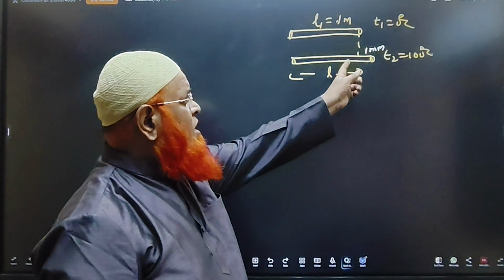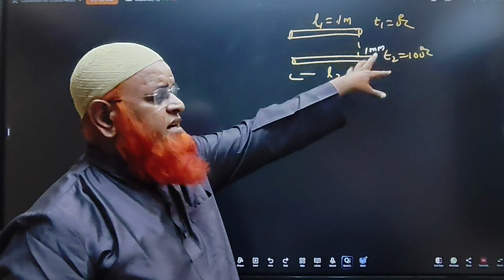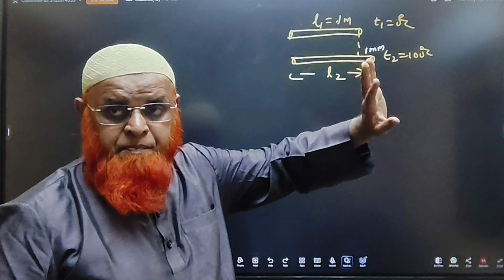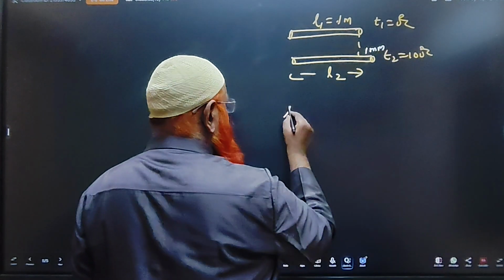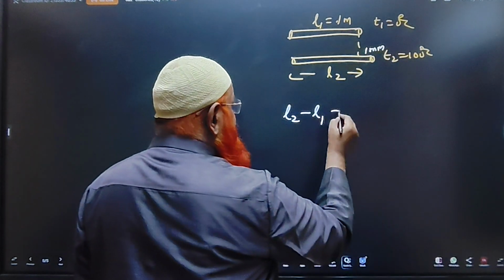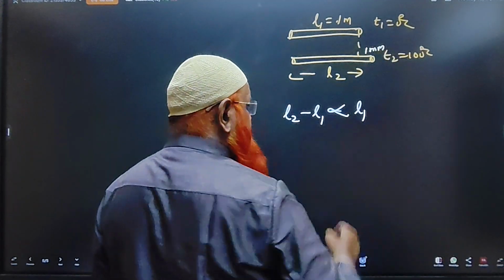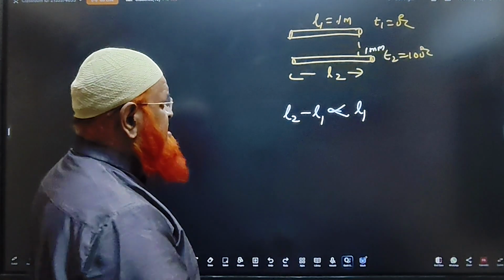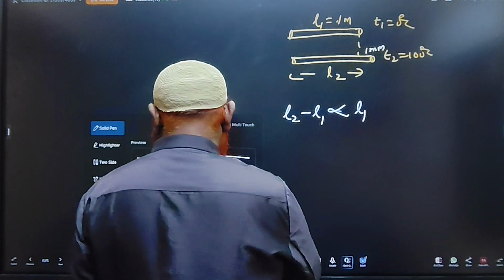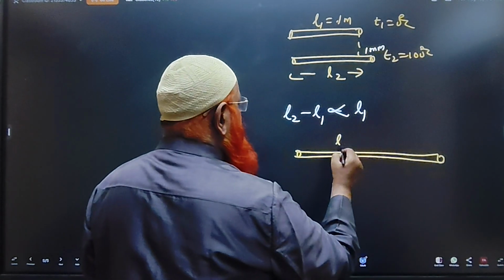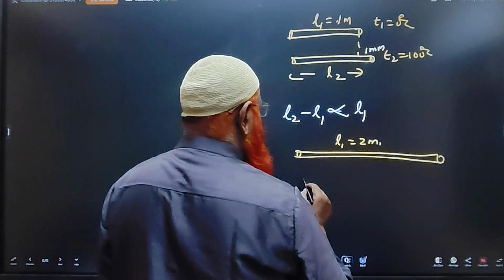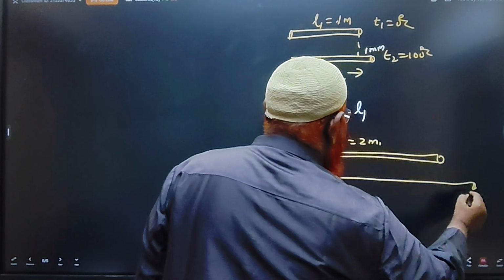So here also, a 1 meter rod, if you heat it, increases its length by 1 mm. What do you understand from this? You will understand that the increase in length is directly proportional to the actual length. How do you say this? I will take one more example here. Instead of a 1 meter rod, I am taking L1 equal to 2 meters, and I am heating that rod.